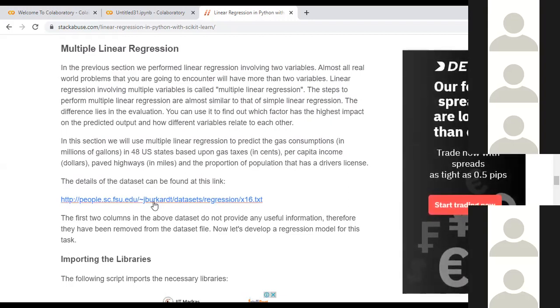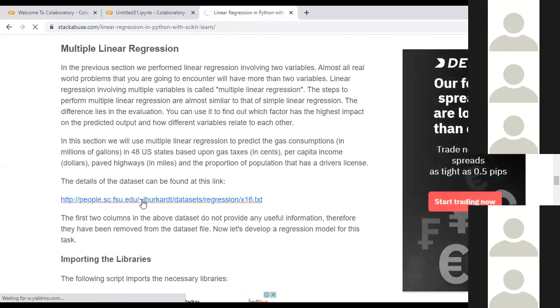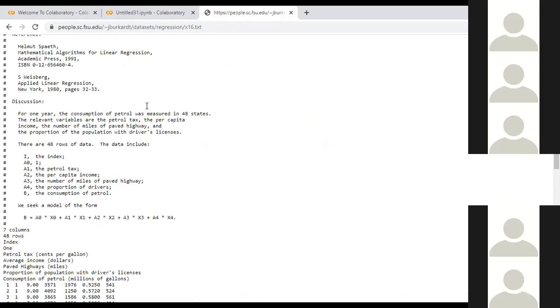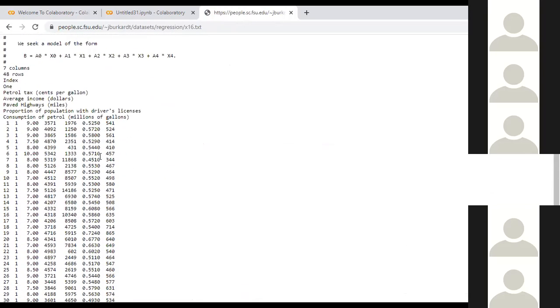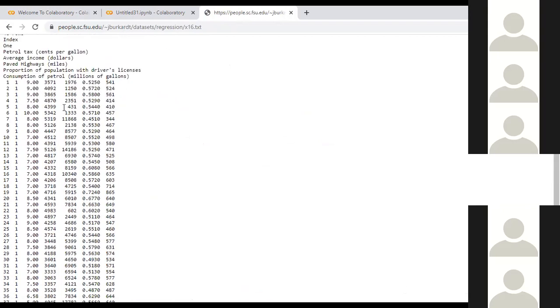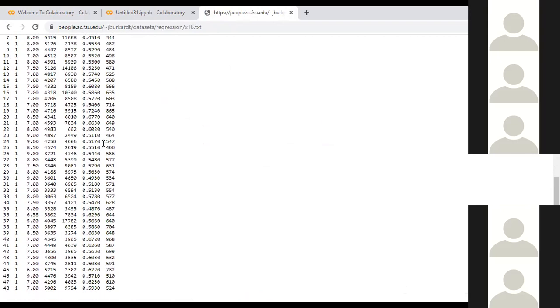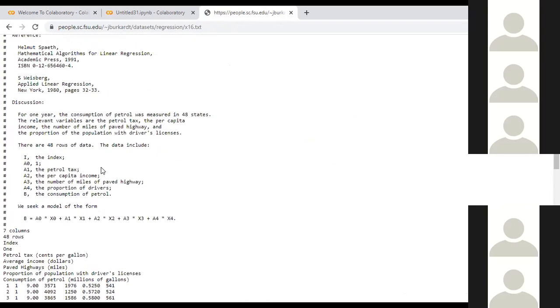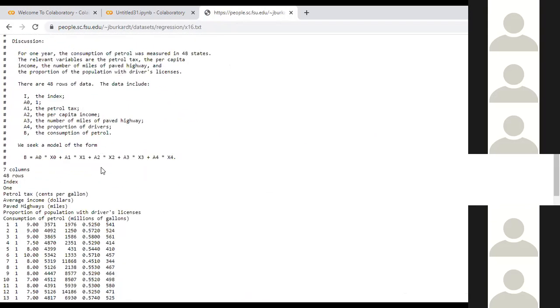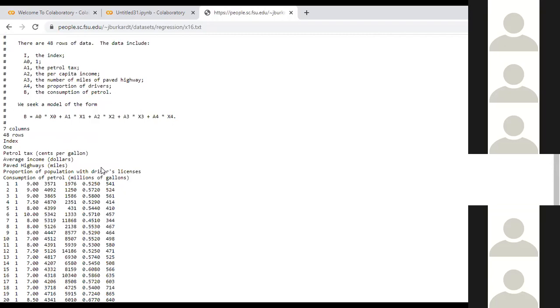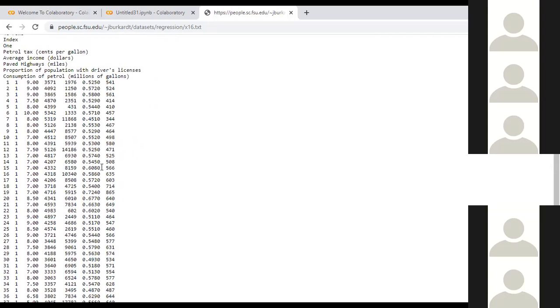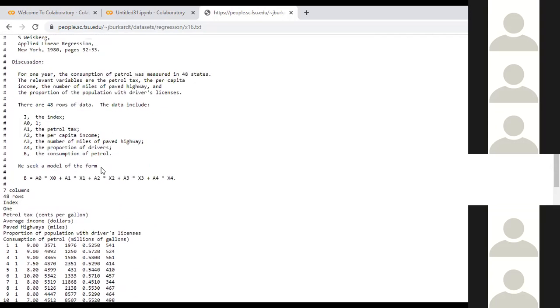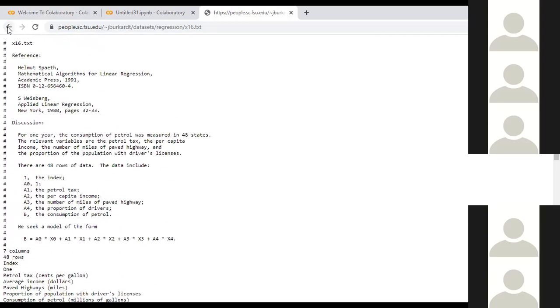So here there is a data set given over here for the gas. This is the data set. We will consider it.